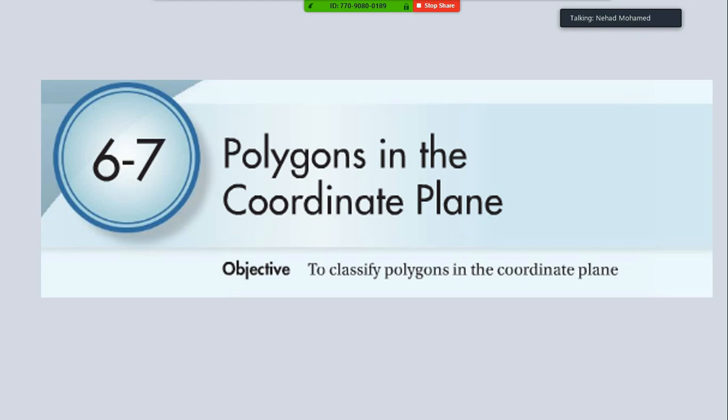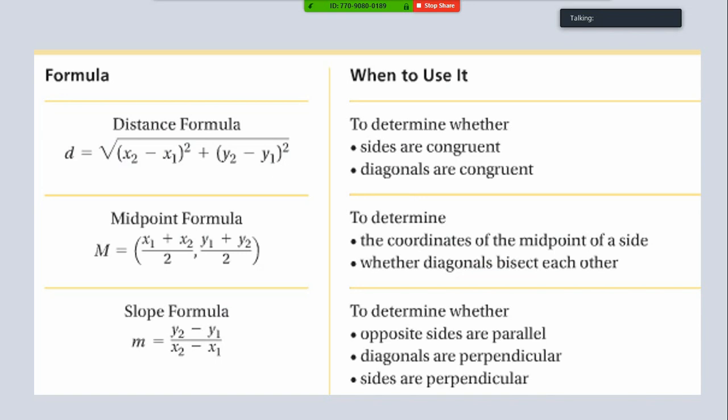Polygons in the coordinate plane, part 2. We have these formulas before: the distance between two points, the midpoint of a line segment, the sum of x divided by 2 and the sum of y divided by 2, and the slope, which is y2 minus y1 over x2 minus x1.